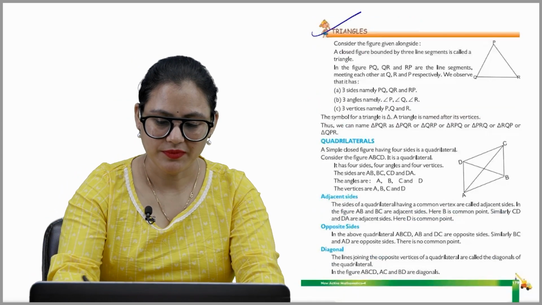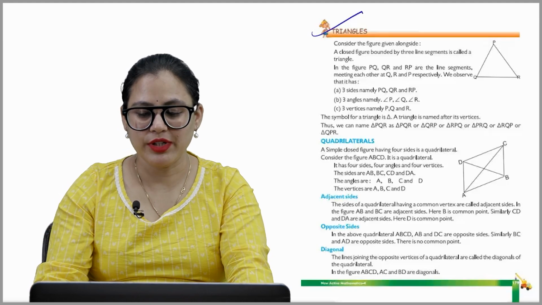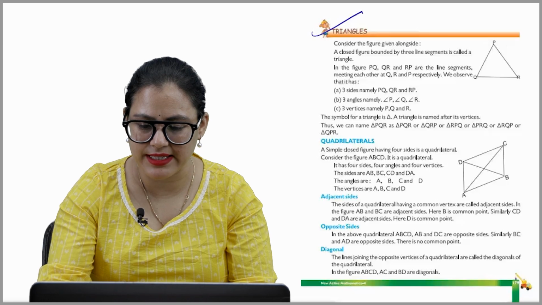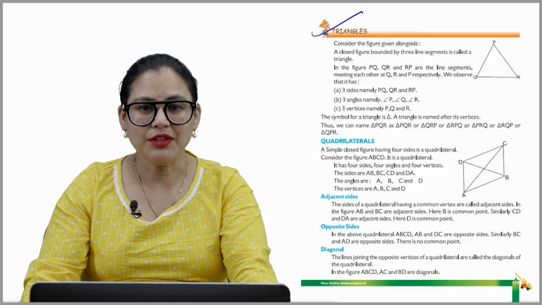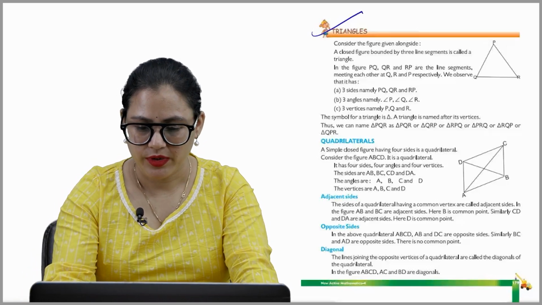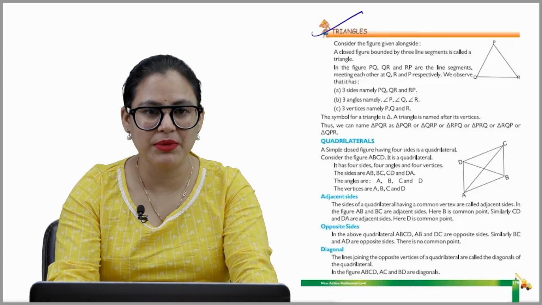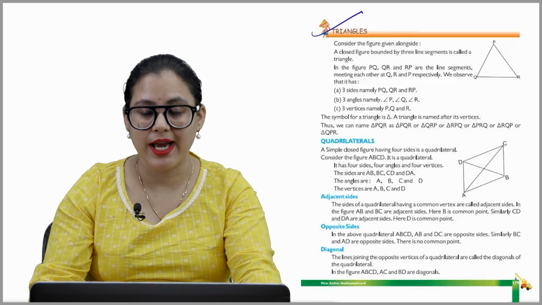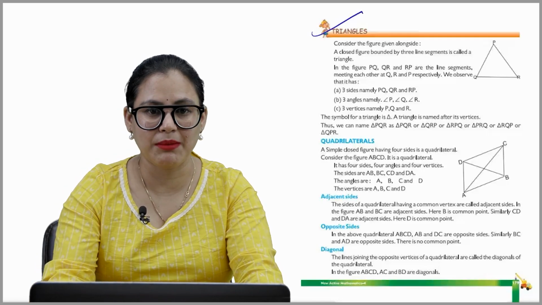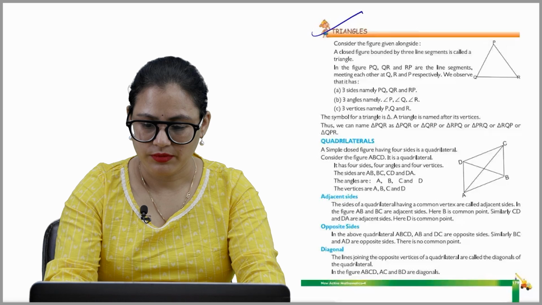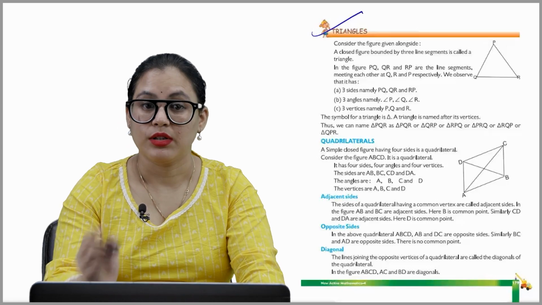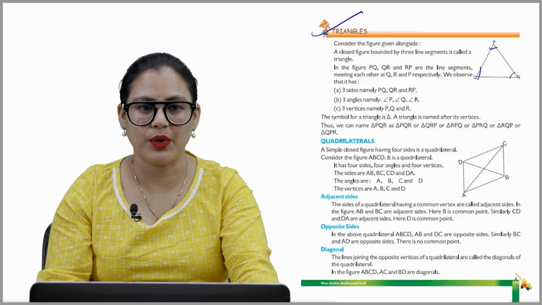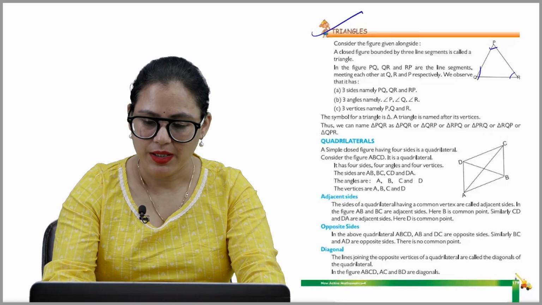Triangles. Consider the figure given alongside. A closed figure bounded by 3 line segments is called a triangle. In the figure, PQ, QR and RP are line segments meeting each other at Q, R and P respectively. We observe that it has 3 sides, namely PQ, QR and RP, 3 angles, namely angle P, angle Q, angle R, and 3 vertices, namely P, Q, R.